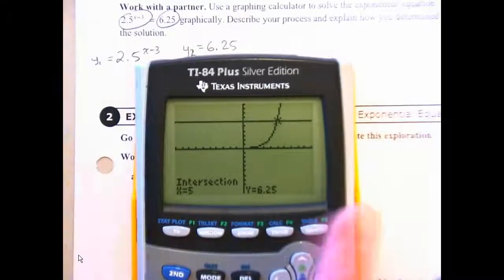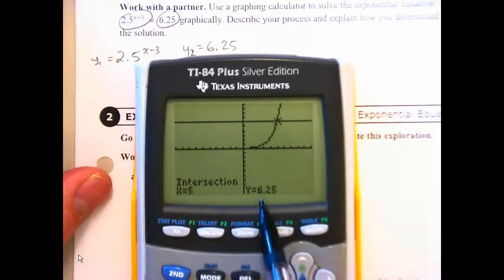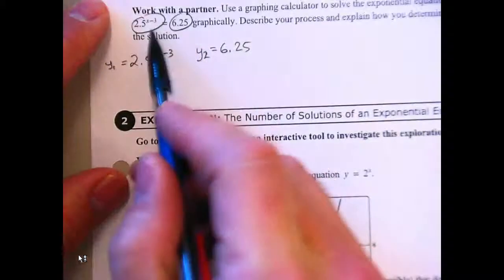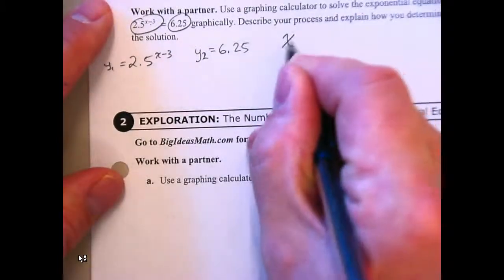There we go. Looks like x equals 5. How do we know x equals 5? Well, it says x equals 5 here. Do we worry about that? Nope, because all they're doing is asking for x. So x equals 5.